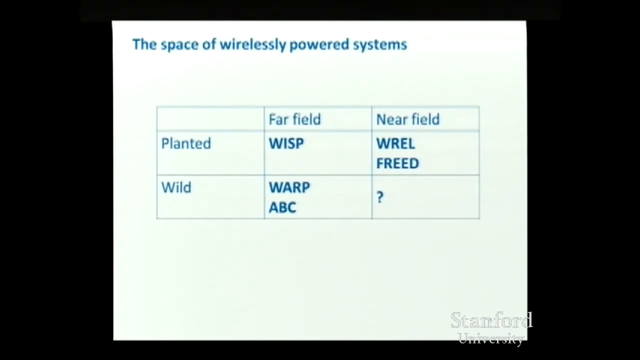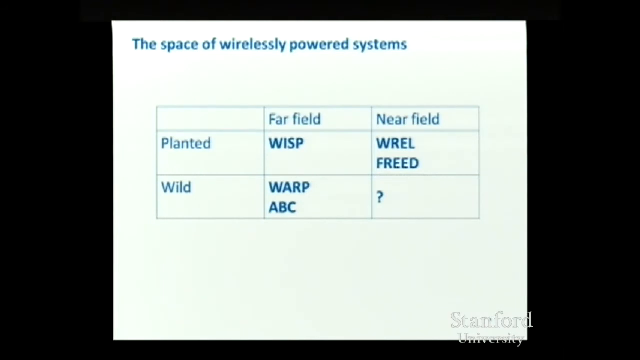Now, when I think about the space of wirelessly powered systems, this is one of the ways I like to carve it up. So I have one axis which is far field versus near field. Far field literally means further away, probably in terms of RF more than a wavelength away.